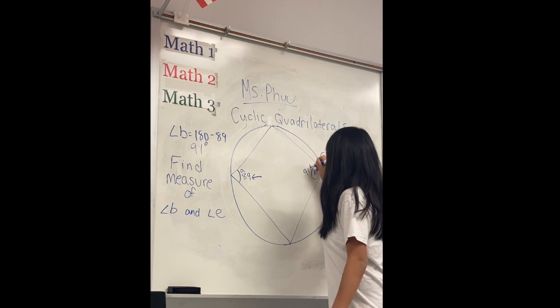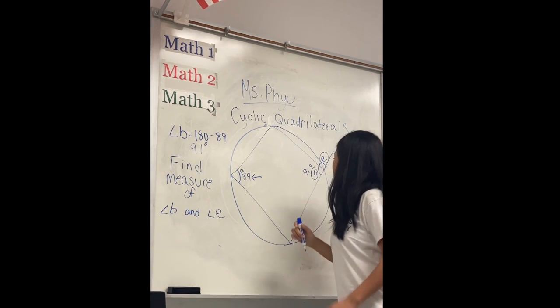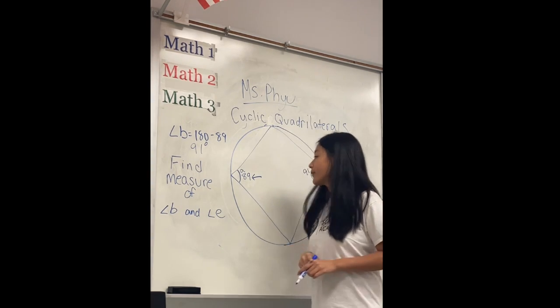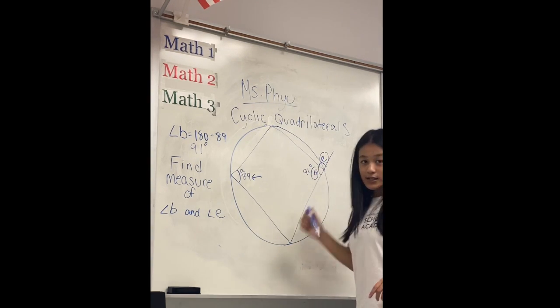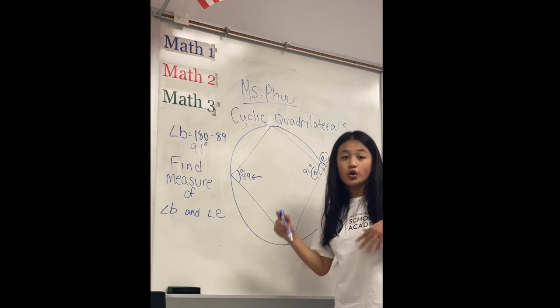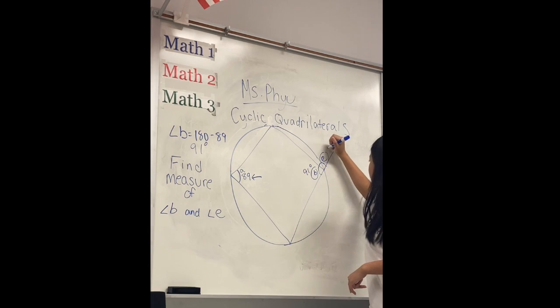Now to find the measure of angle E, we know from one of our properties that the exterior angle is congruent to the opposite interior angle. So therefore angle E would just be whatever angle A is, which is 89. So angle E would be equal to 89 degrees.